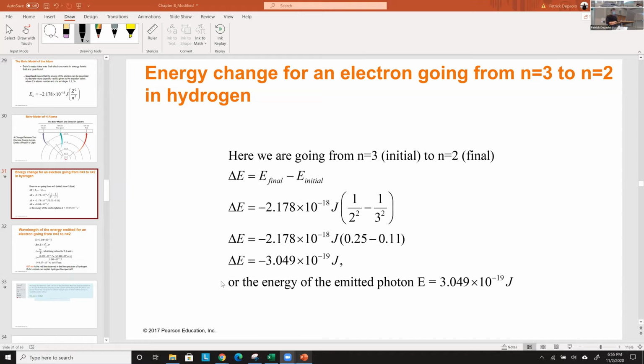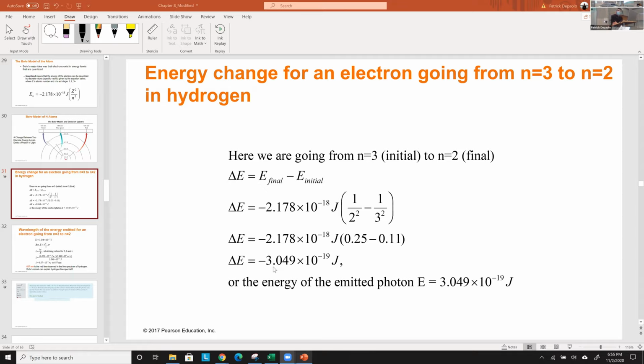So you're going to put those numbers in, and since it's hydrogen, you're going to have Z equals 1. And then you solve it, and you get negative 3.049 times 10 to the negative 19 joules. So that is the amount of energy emitted when an electron of hydrogen goes from N equals 3 to N equals 2. N is energy levels, just to clarify that.